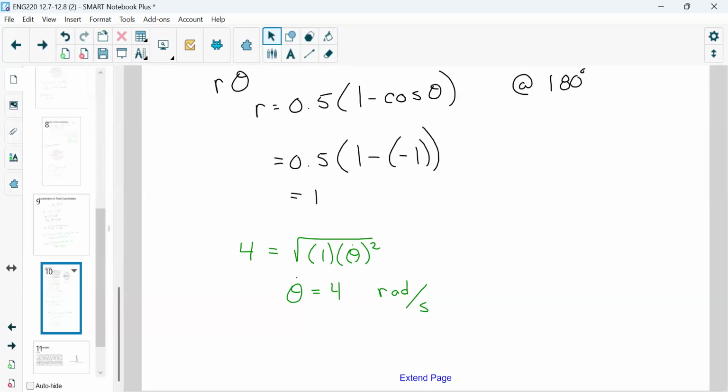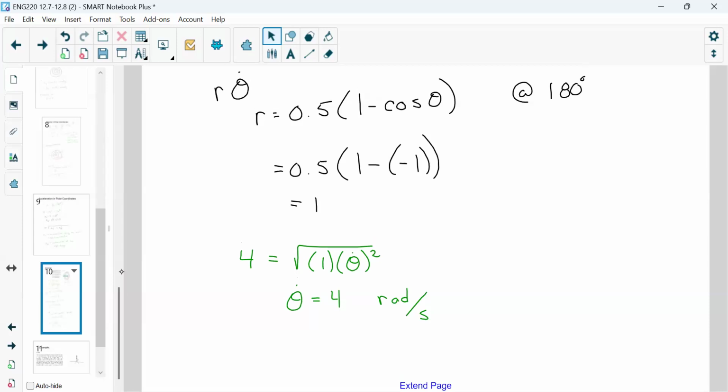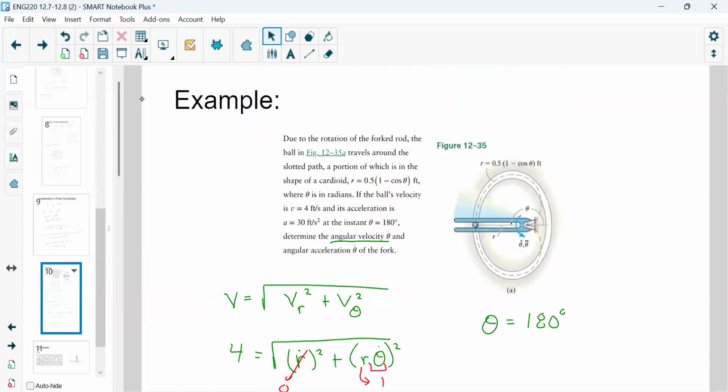It wouldn't have made any difference if we had called it pi or if we had called it 180 when we stuck it in. But we want things in terms of radians. Okay, all right. So now let's go ahead and figure out the second half. And so, yes, to answer your question, we're told we have an instant of theta equals 180. So instead of an instant being given to us as time, it's given to us as an angle. All right, so let's go ahead then and find out the angular acceleration.